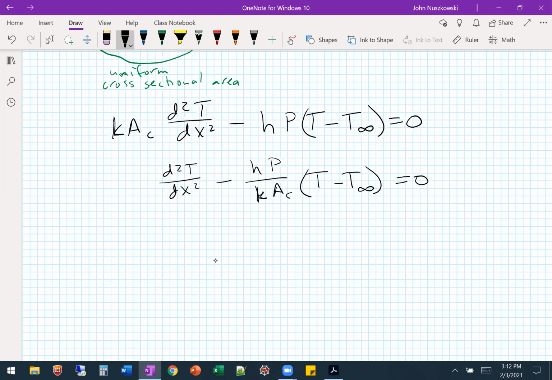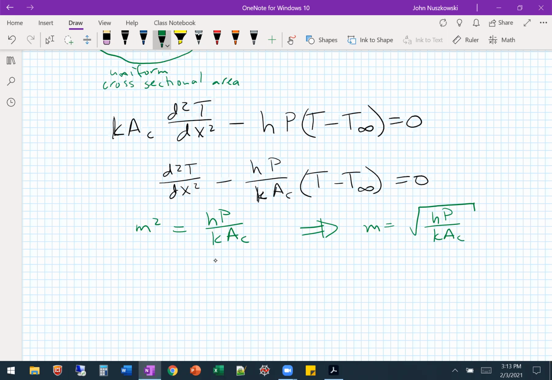All right, so we have this, and we have two simplifications here. We use m squared is hP over kA_c, right? So that means m will be the square root of hP over kA_c. They pick m squared because in the solution to this ODE is m, so that's why they have the m squared for it.